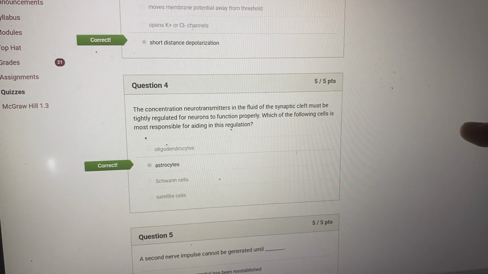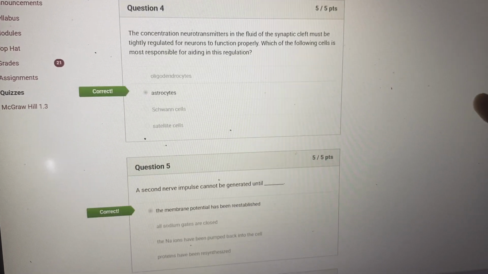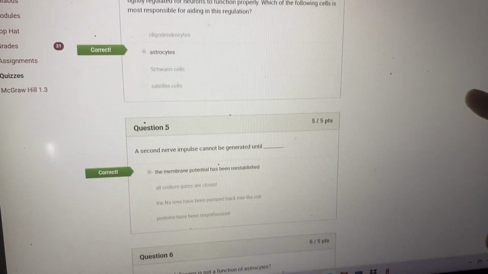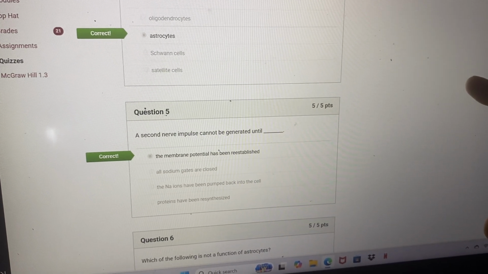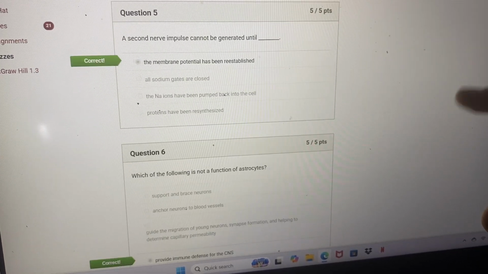The concentration of neurotransmitters in the fluid of the synaptic cleft must be tightly regulated for the neurons to properly function. Which of the following cells is most responsible for aiding in this regulation? Astrocytes.